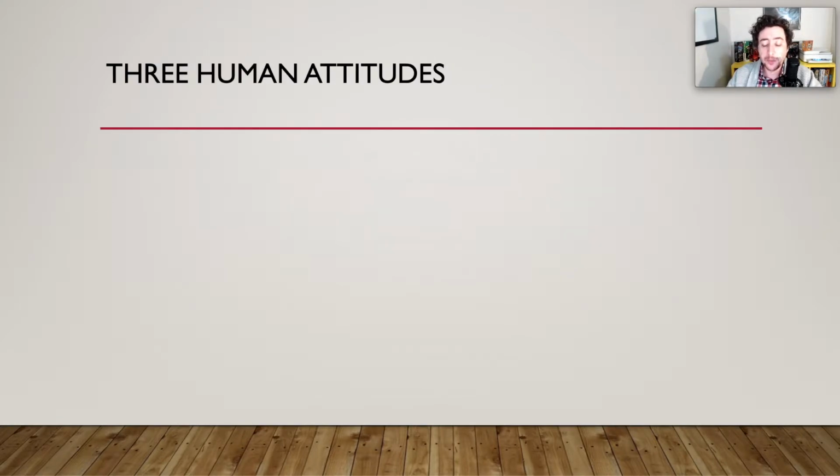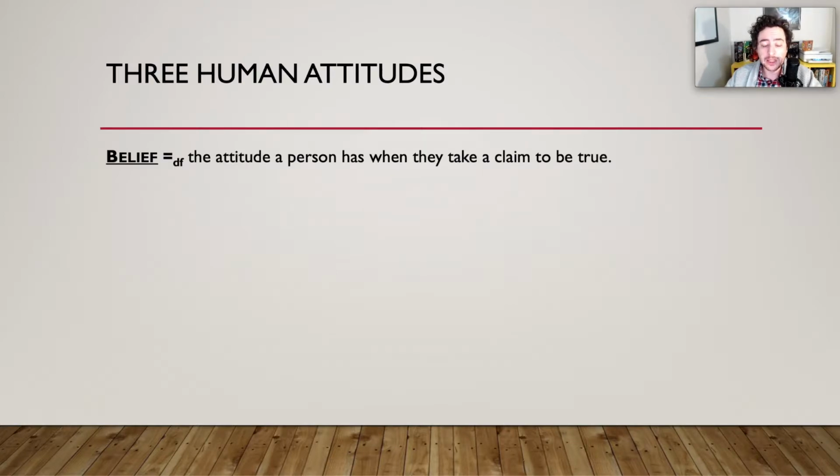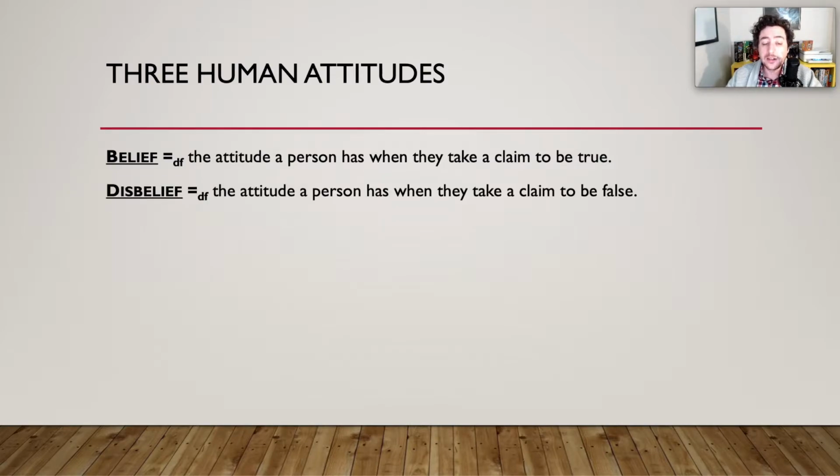In this regard, it's important to distinguish three different kinds of attitudes we can take. We talk about beliefs. That's the attitude a person has when they take a claim or statement to be true. Disbelief is the opposite. It's the attitude a person has when they take a claim to be false. So I believe that 2 plus 3 equals 5. I disbelieve the claim that Santa Claus brings presents to kids on Christmas Day.